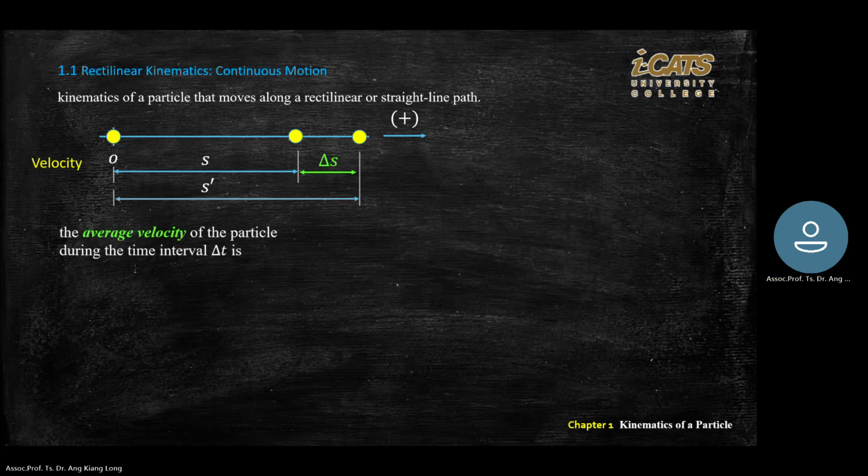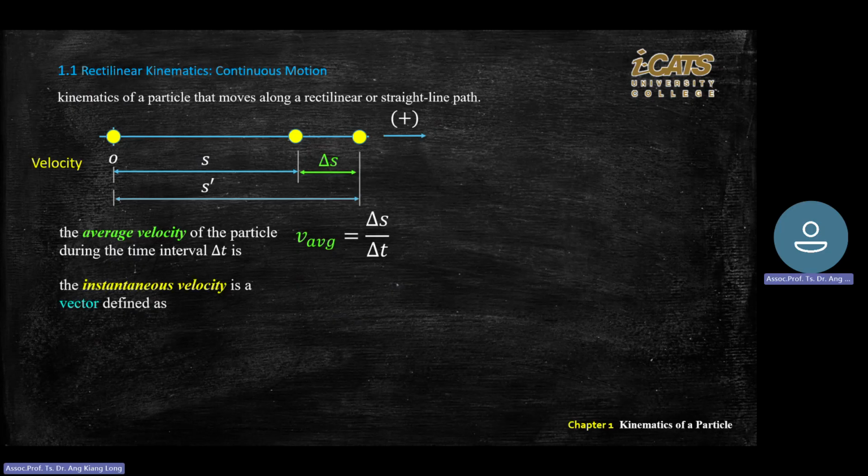Okay, so we start with velocity. Velocity in chapters 1, 2, 3, you are using average velocity. Average velocity means you take the delta S divided by delta T, the change of time. Here we use a V with subscript AVG to calculate the average velocity.